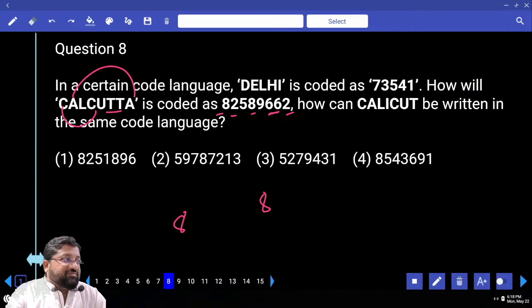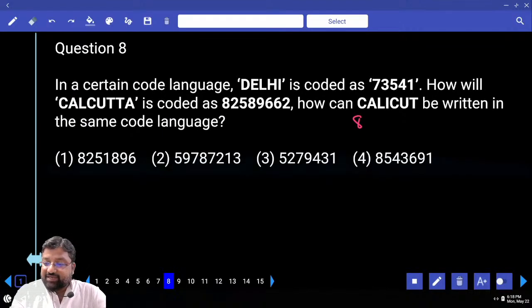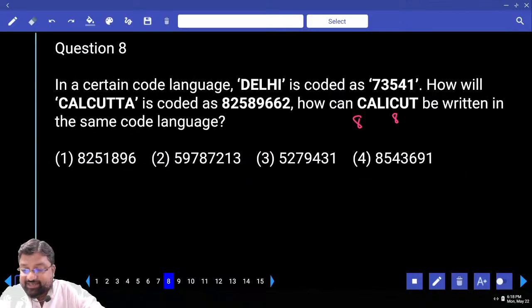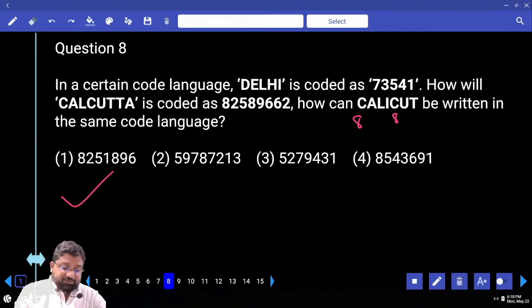So this is a question where the letters are randomly coded with some particular number. They don't follow any particular logic. So what should be the code for C? 8. So 8 here, and 1, 2, 3, 4, fifth place also 8. I need 8 in the first place and 8 in the fifth place. How many places? Only one place. Which option is my answer? First option.